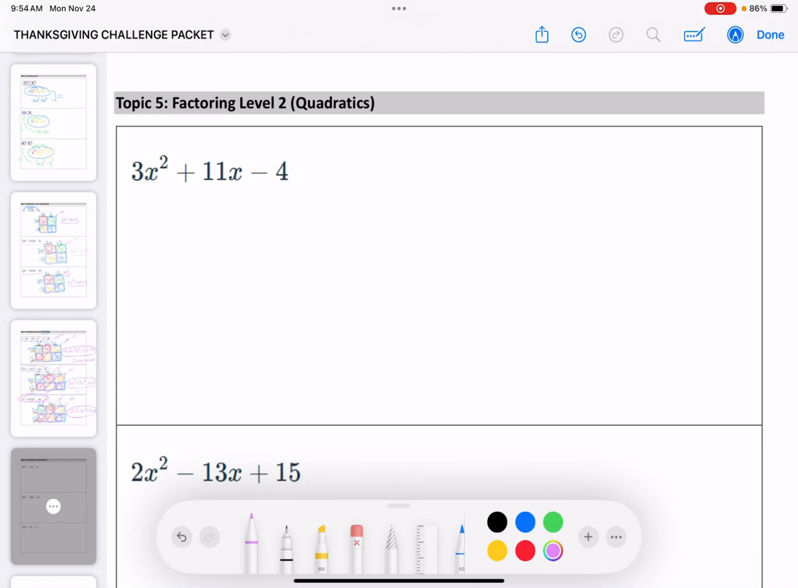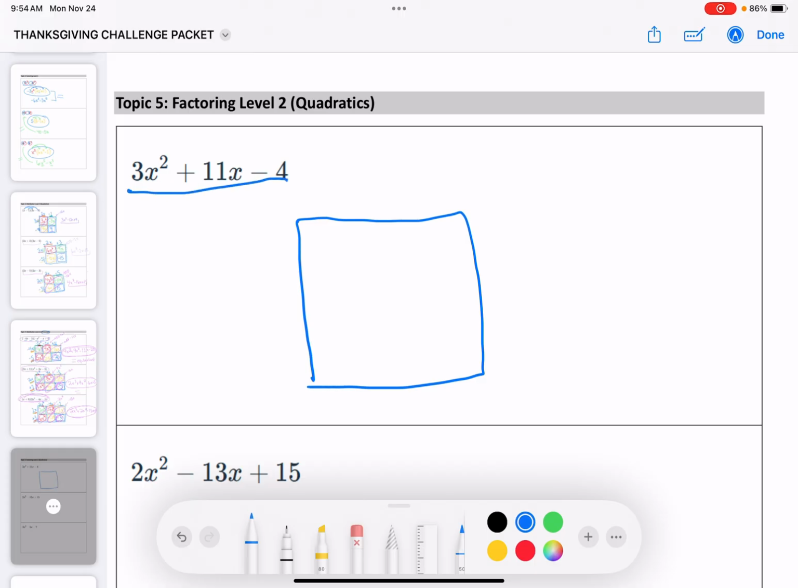Okay, this is the hardest level. Don't be frustrated if you can't get it. I'll still give you credit for trying. But now we're going to do the reverse. So factoring, when we already have a trinomial, we're trying to get it into two binomials. So doing the opposite of what you were just doing.